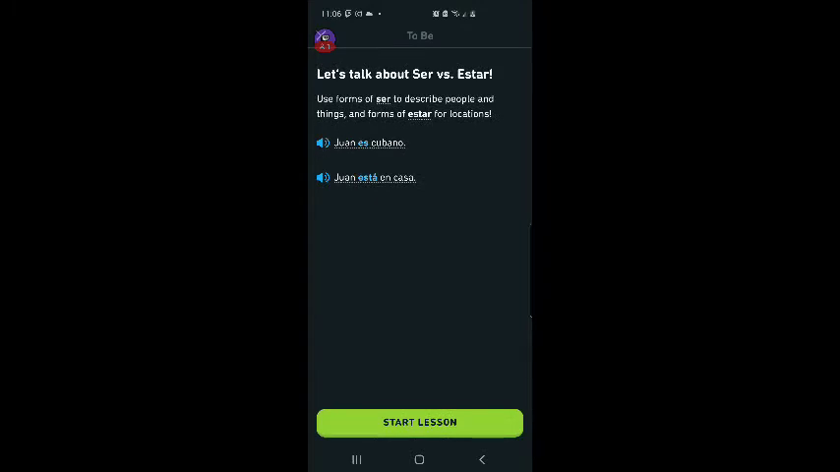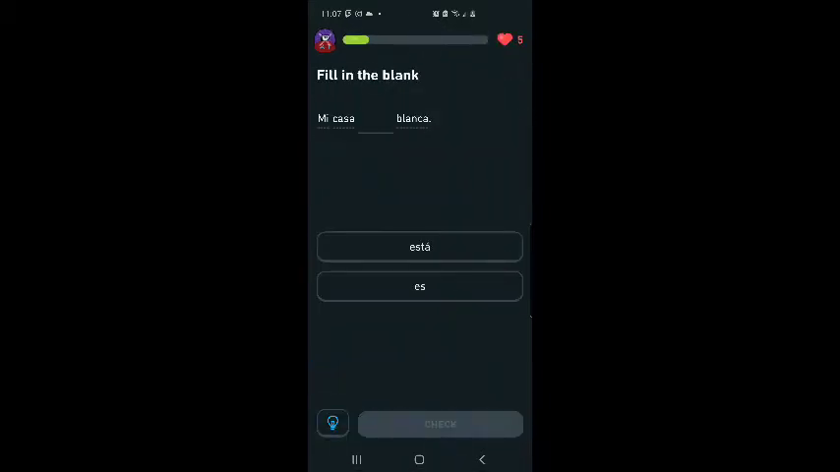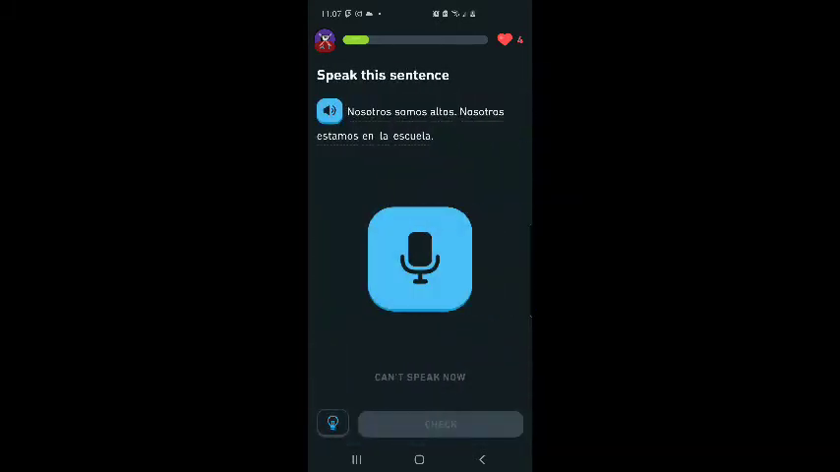Let's talk about ser versus estar. Use forms of ser to describe people and things, and forms of estar for locations. Juan es cubano. Juan está en casa. Locations and people and things. Okay, start listening. Mi casa está blanca. Es blanca. Nosotros somos altos. Nosotros estamos en la escuela.